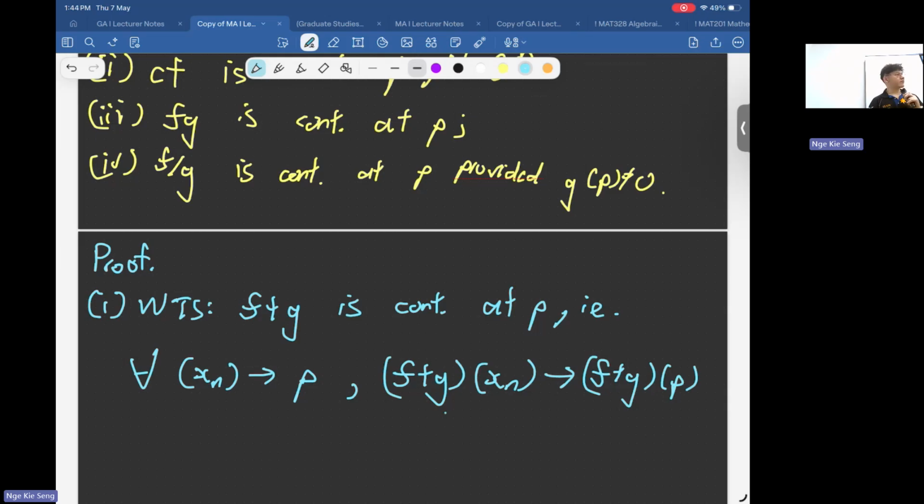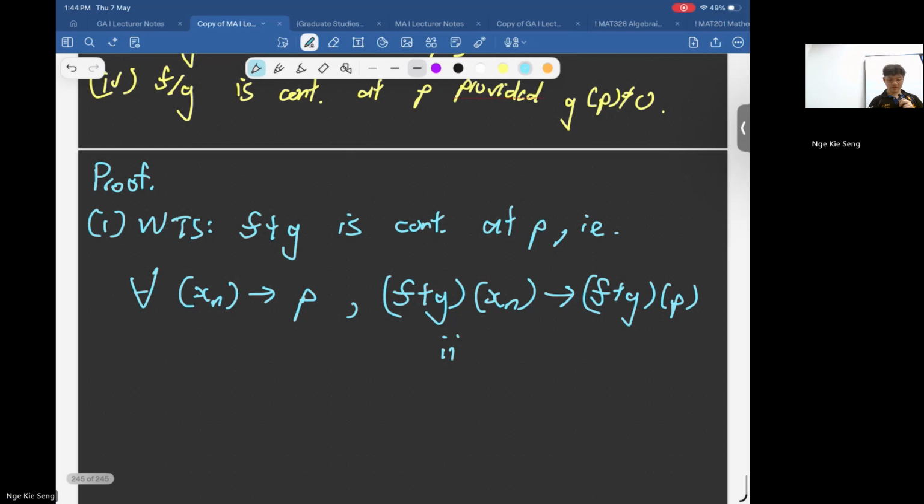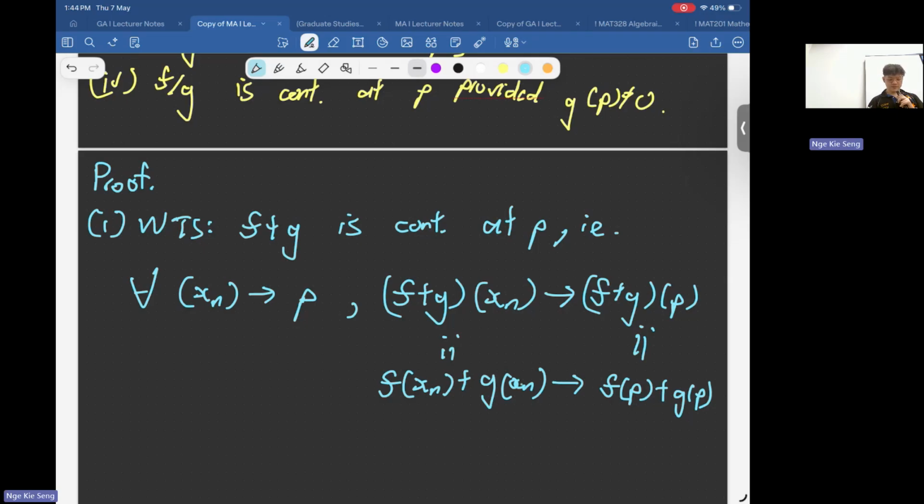But then what's the definition of f plus g here? Did I tell you, or have you learned it anywhere else? It is just evaluating the functions point-wise and then adding them together. This is by definition. And then the other side is just f(p) plus g(p). Does this look familiar?